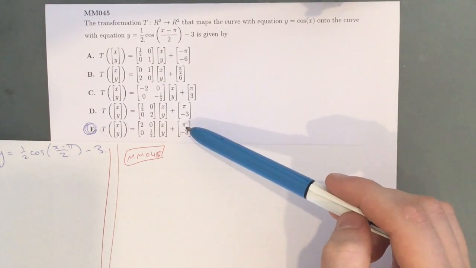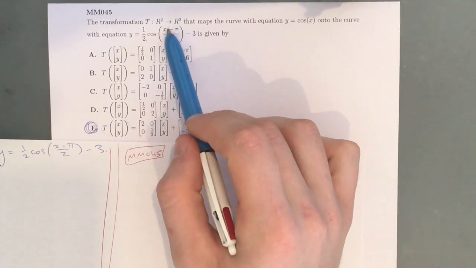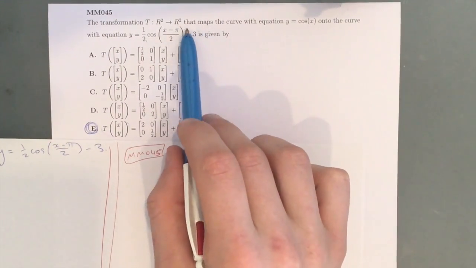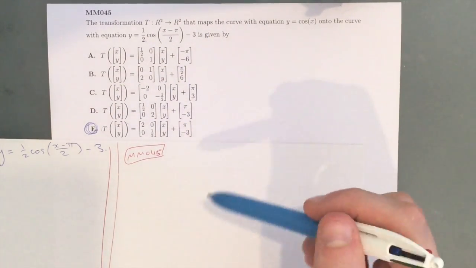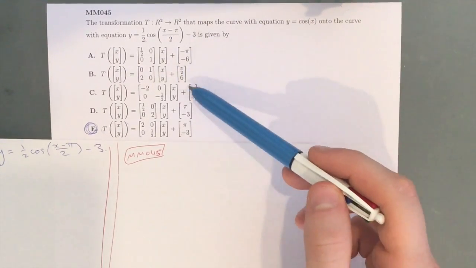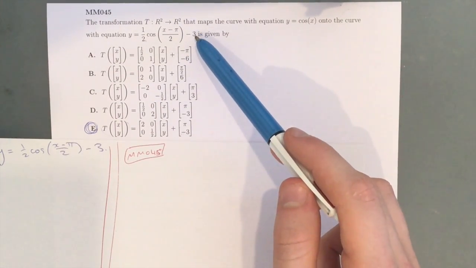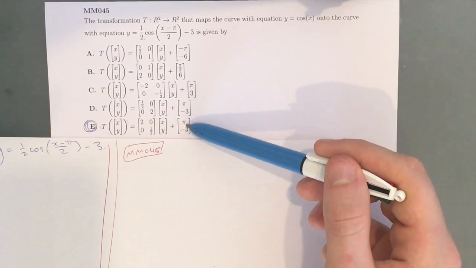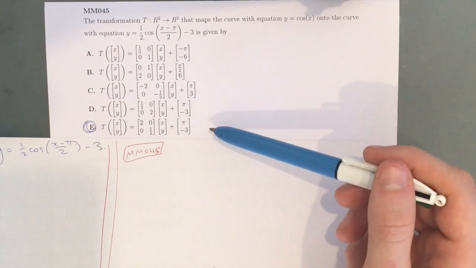The thing that I want you to realize is this little pi here represents a horizontal translation of pi units to the right, and this -3 represents a vertical translation in the negative y direction, so downwards. These two translations are represented by these matrices. And because we've got a horizontal translation of pi and a vertical translation of -3, these two matrices correspond to that. So our answer should be D or E. Our answer is E, and I'll take you through how I got that.